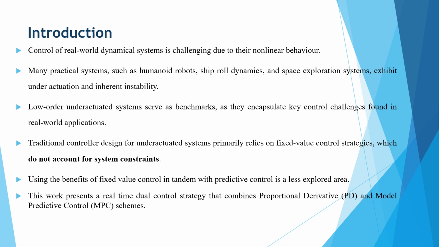There are several traditional controller designs for controlling such systems, but they primarily rely on fixed value control strategies which do not account for system constraints and motor saturation. So using the benefits of fixed value control in tandem with predictive control is a less explored research area. Here, this work presents a real-time dual control strategy which combines the goodness of proportional derivative control and model predictive control.